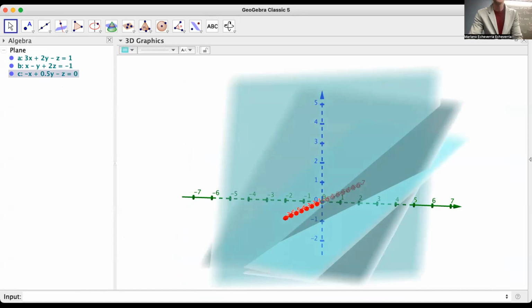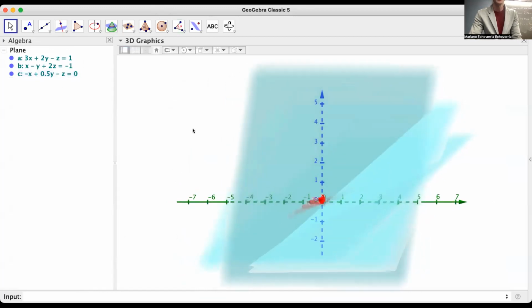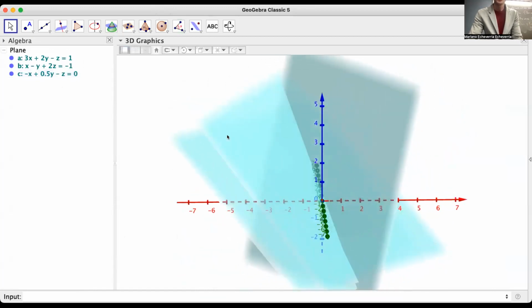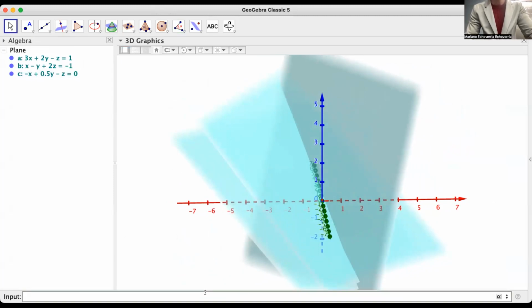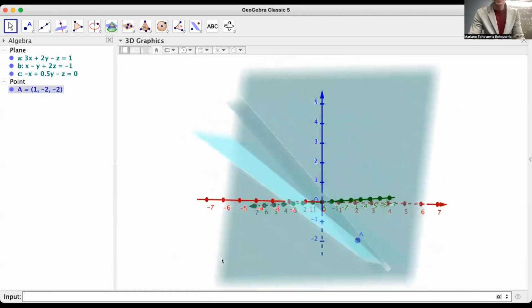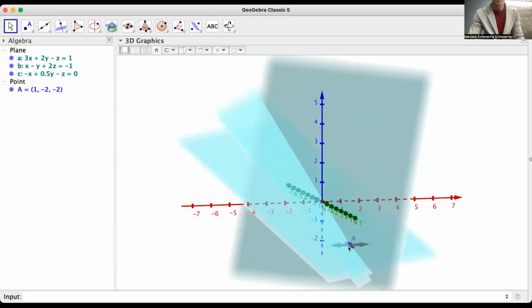Yeah, okay. I don't know why this is not working. So you have these three pieces of paper, and then the point of intersection, which I wrote before, is (1, -2, -2). If you see it there, this blue point. For some reason it's not allowing me to make it bigger.